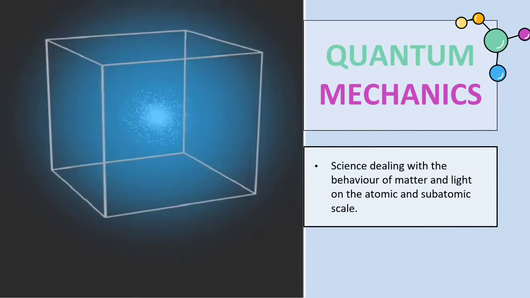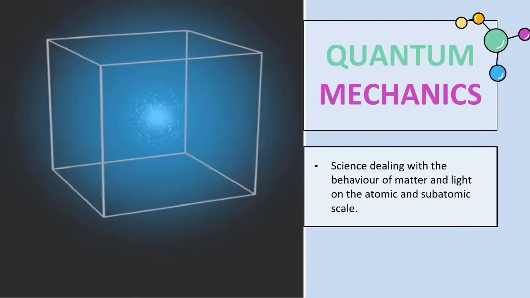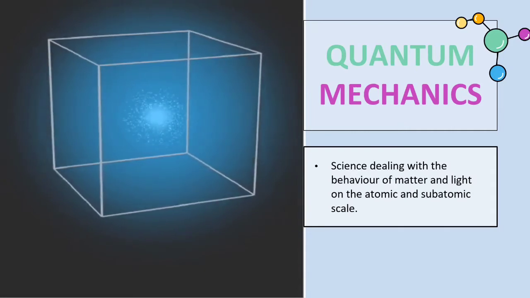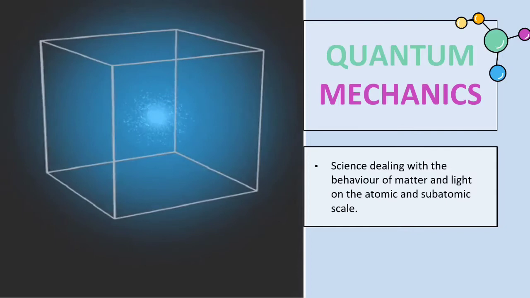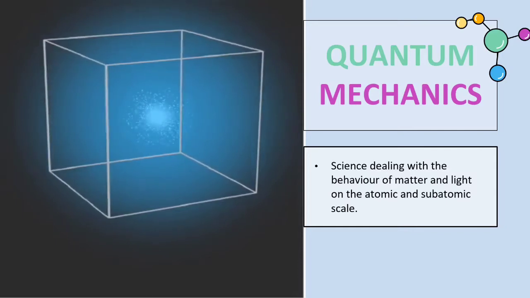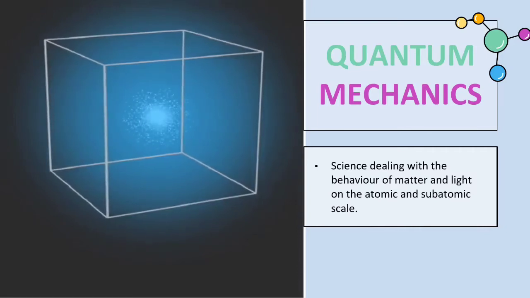Quantum mechanics is a science dealing with the behavior of matter and light on the atomic and subatomic scale. It attempts to describe and account for the properties of molecules and atoms and their constituents, the electrons, protons, neutrons, and other more esoteric particles such as quarks and gluons.